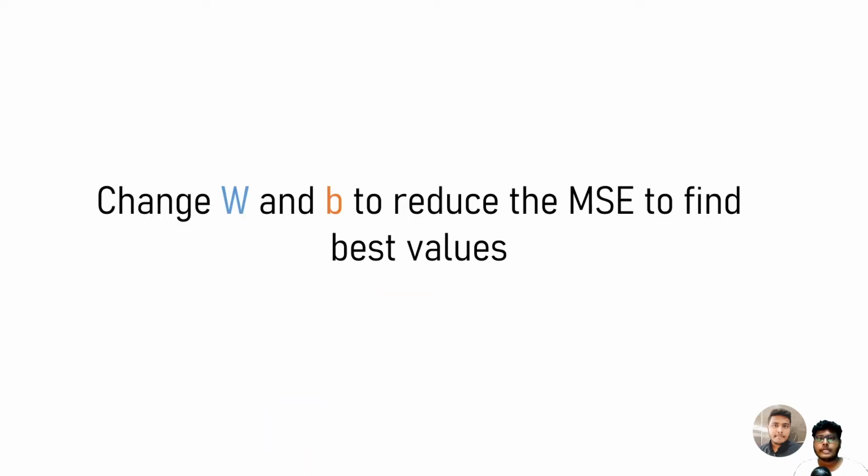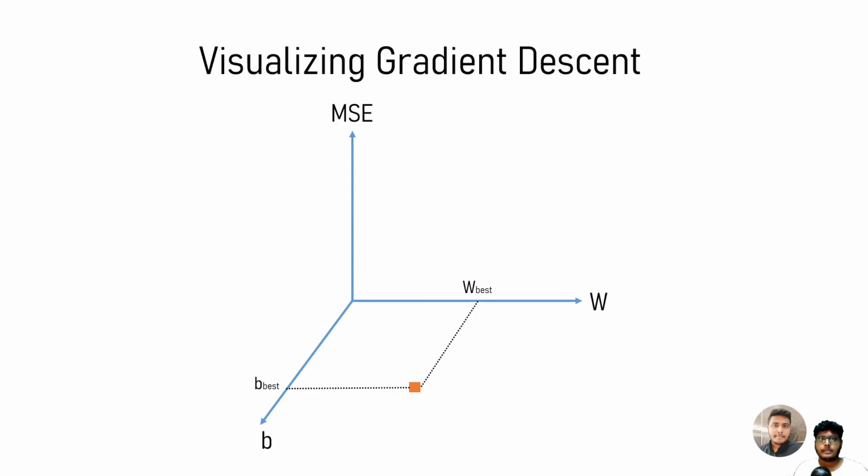So basically we are starting with some initial values of W and B. Then we are going through gradient descent, right? So we change the values of W and B to reduce the MSE to find the best values. Now in case of any other kind of problem, maybe this is not going to be MSE, rather it's going to be some other loss function, right? But in our case, this is MSE, and we reduce the values of W and B such that we get the best fit, right? We have the best values of W and B.